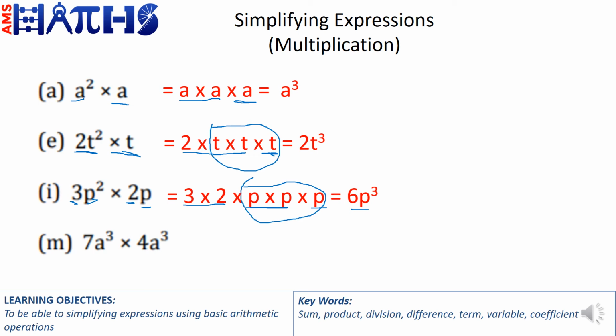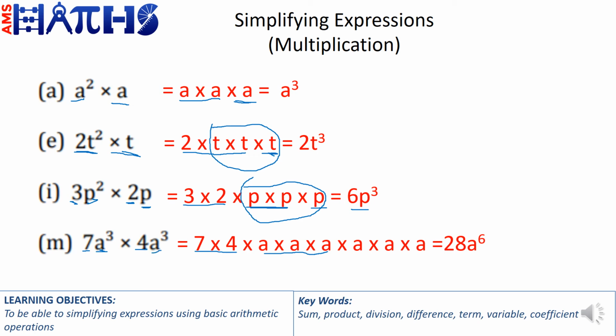to do. And so we would have 7 multiplied by 4, then our a cubed here is represented by a times a times a, and our a cubed here will be represented by a times a times a. So now we have 6 a's being multiplied together. So a is being multiplied by itself 6 times. So we call that a to the power of 6.